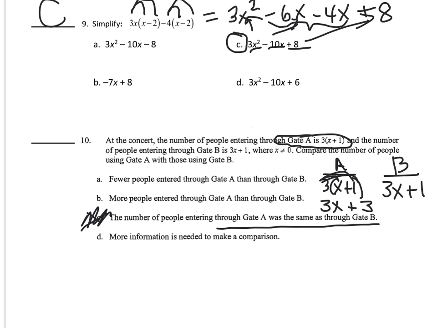Now think about this logically. No matter what number you plug into this expression or this expression, let's say you plug in 10. 3 times 10 is 30, plus 3 is 33. 3 times 10 is 30, plus 1 is 31. This expression will always result in a number greater than this expression when you're plugging in the same value for x. So that means that there are more people that entered through gate A than through gate B.